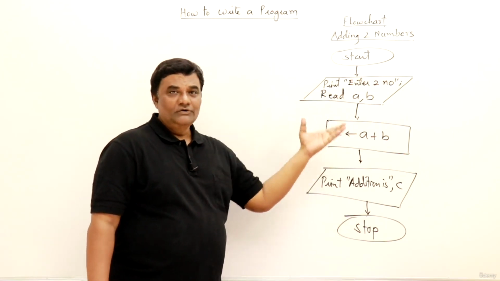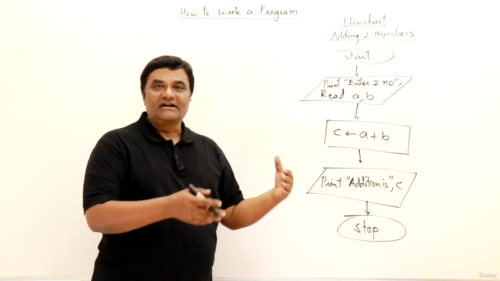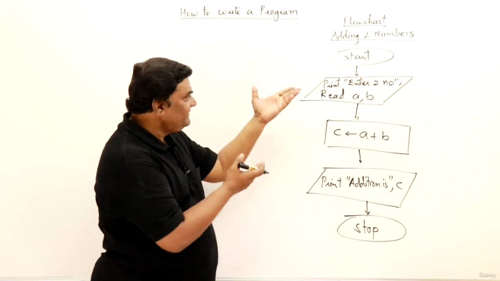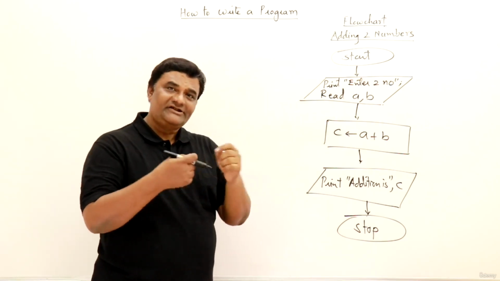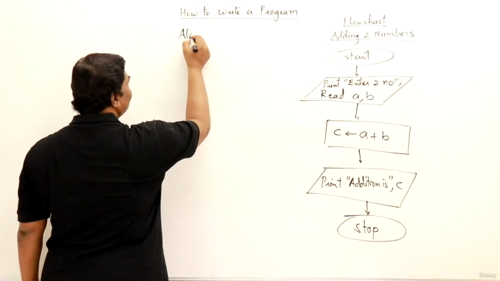This is how the flow chart for adding two numbers. Now same thing, I will write it as an algorithm using pseudocode. So what is pseudocode? The same thing I will write on. This is pseudocode. This is not a C language code. So let us write an algorithm for adding two numbers.